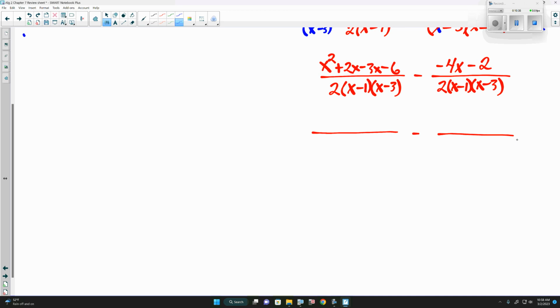Now, before we subtract, I would combine like terms. And the only place we really have like terms is the first numerator. And negative 3x and 2x is going to combine to give us negative x.